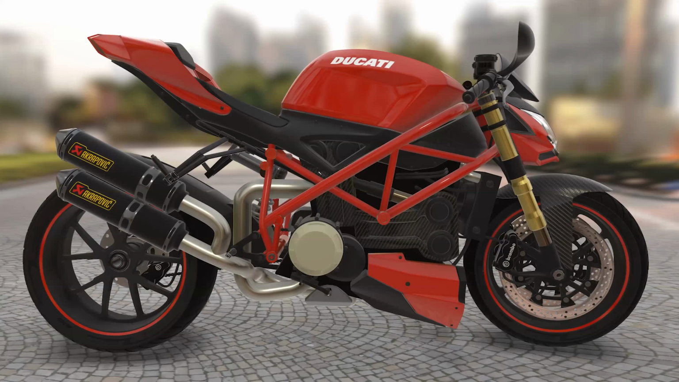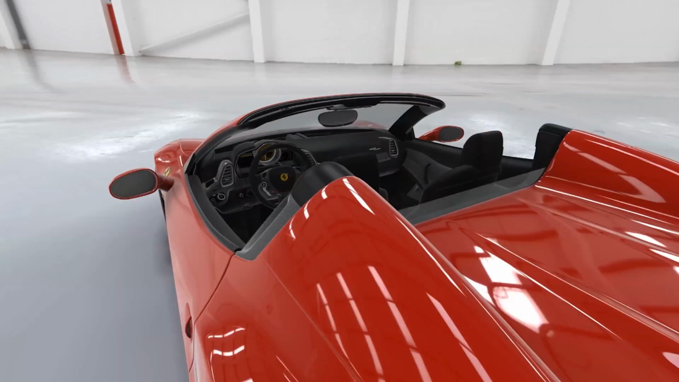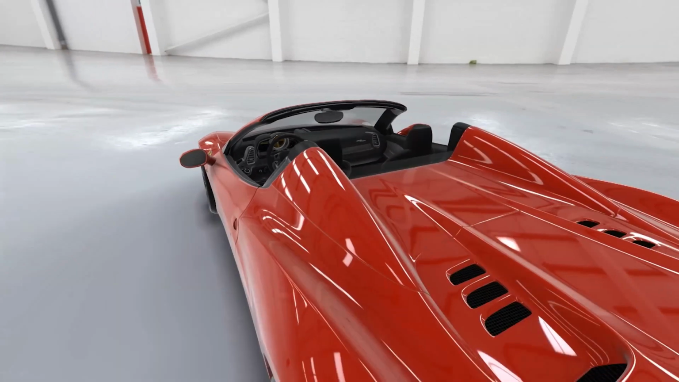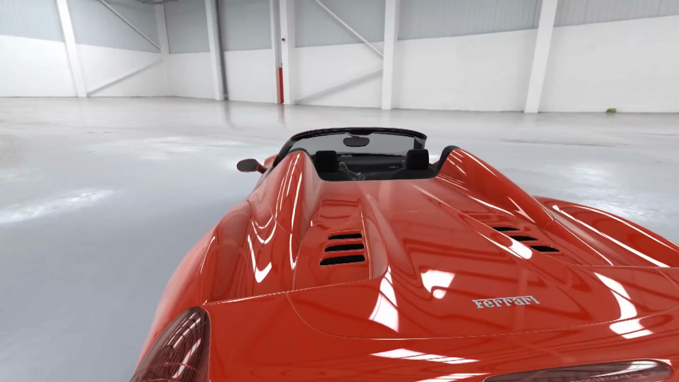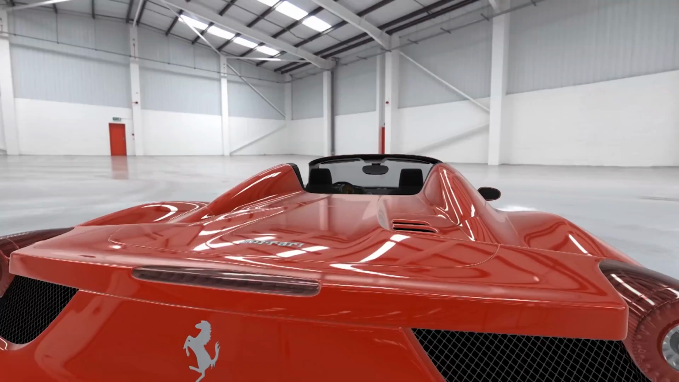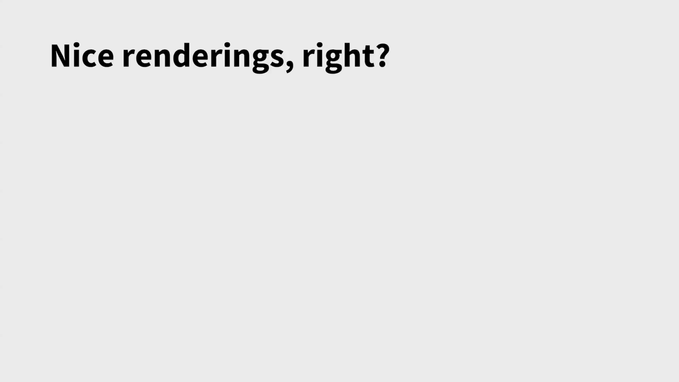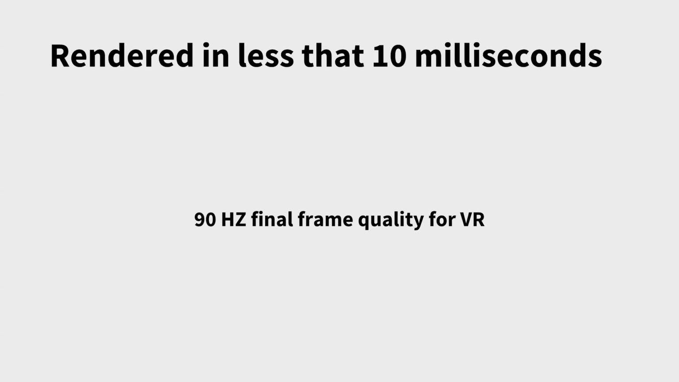A great image. We also enjoy animations, and it's always wonderful when an animation comes out in a nice, crisp, clear quality. Now, those are nice renderings, right? Well, every one of those were rendered in less than 10 milliseconds. So why is that, you may ask? Well, it's because for virtual reality, you need that 90 Hertz final frame quality to actually get the perceived quality of being in a room or next to an object, even though it's not really there.